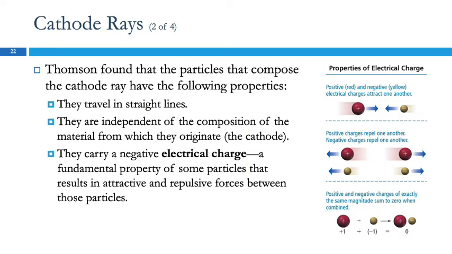So Thompson found that the particles in those rays had particular properties. They traveled in straight lines. They were independent of the composition of the material from which they originated. They're coming out of the cathode. The cathode has to be a metal of some type to conduct electricity. But it doesn't matter what kind of metal it was, the cathode rays that came out all behaved the same way. And those cathode ray particles carry a negative electrical charge.